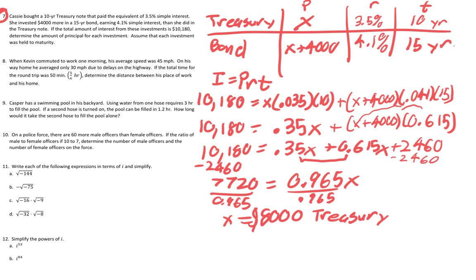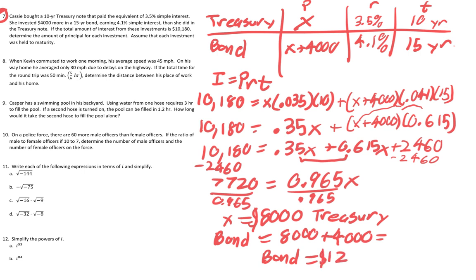Now to find what we've invested in the bond, we're going to do the bond is equal to the treasury amount plus 4,000. So 8,000 plus 4,000. So our bond is going to have a $12,000 principal.